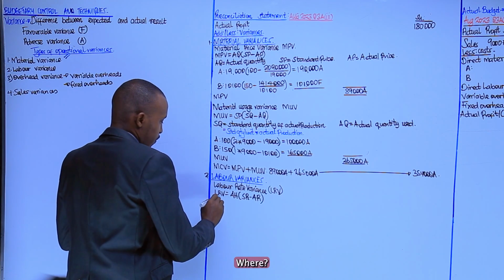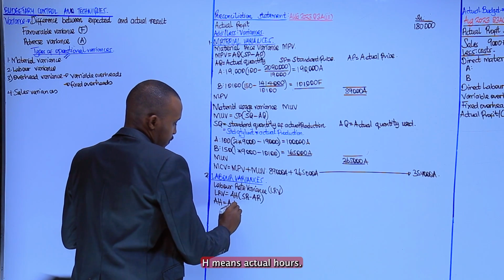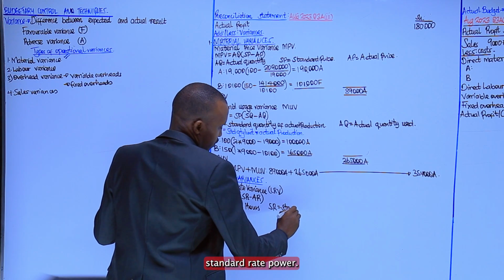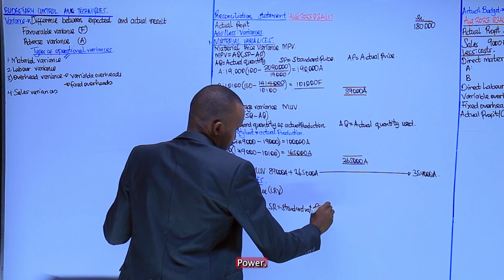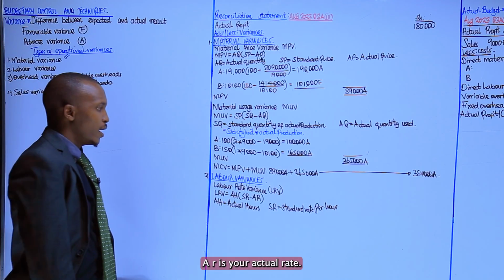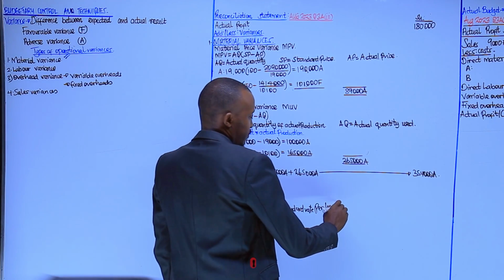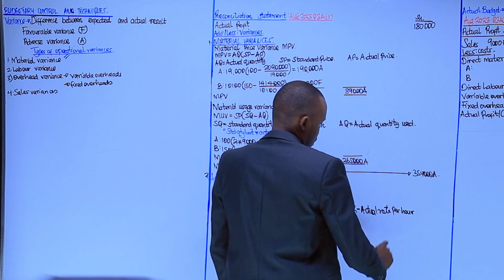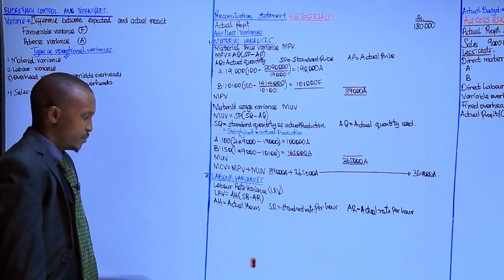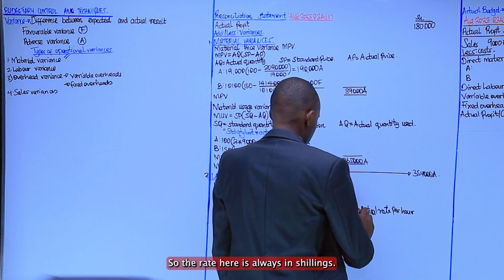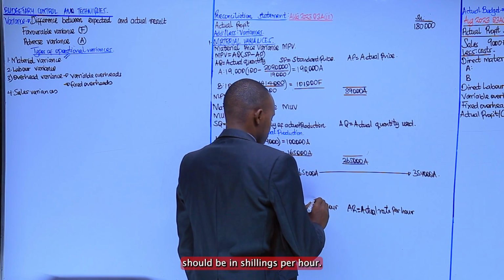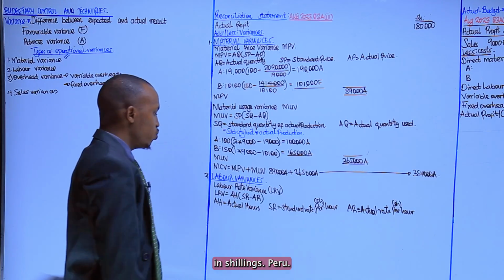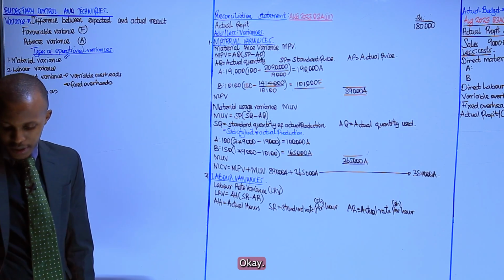Where AH means actual hours, SR means standard rate per hour, AR is your actual rate per hour. Actual rate per hour. So the rate here is always in shillings per hour. So your actual rate should also be in shillings per hour.